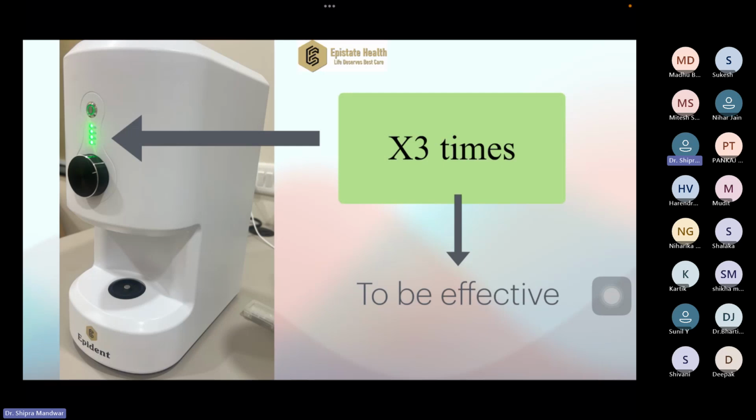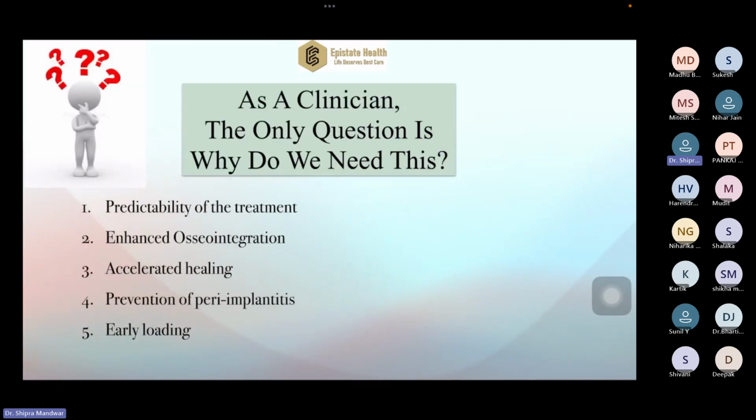So, this is the Epident plasma activator, and there is a 20-second cycle on this machine. We have to go through the cycle 3 times to make it completely effective for our patients. And I think giving a minute to achieve such great results isn't a big time. If a minute can give you such a predictable outcome, then I think it is worth it.